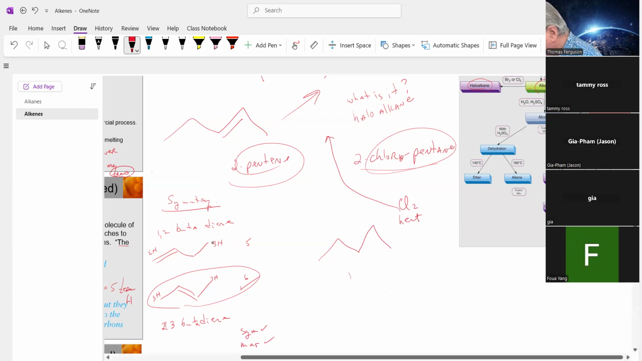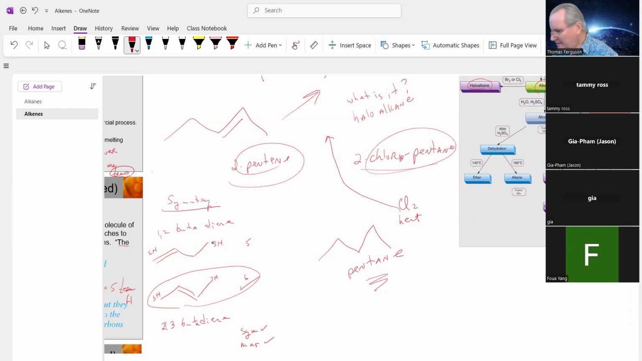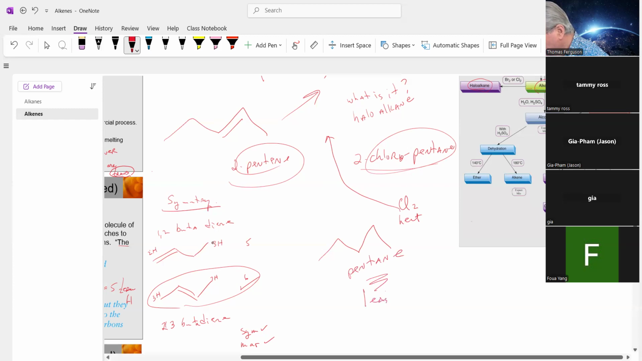And this would be just pentane. The problem with this one is the location of the chlorine is going to be sort of random. You know, you can have one chlorine, so this would be the worst way to go, just because of the complex mixture. And these two would be the cleanest.